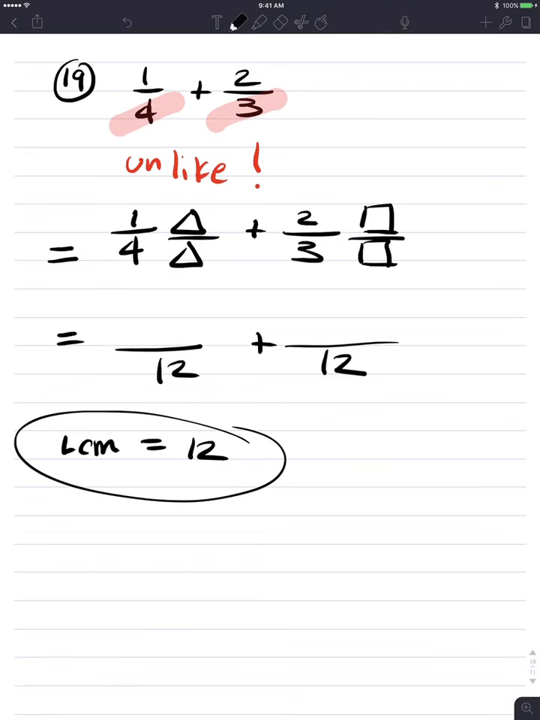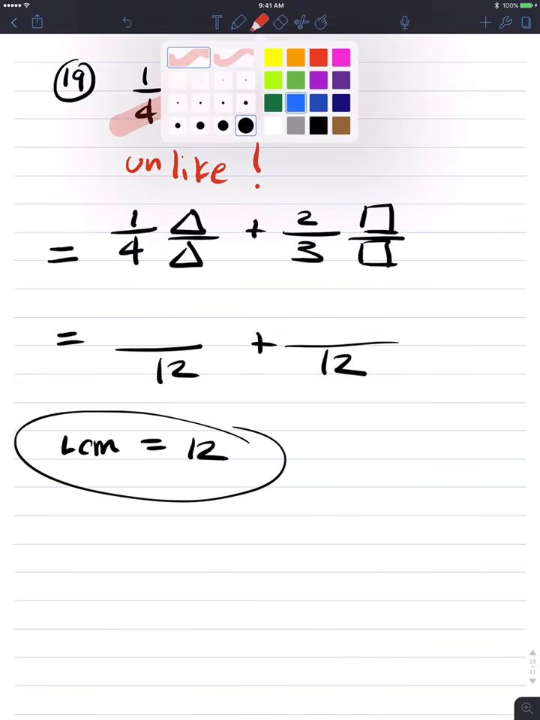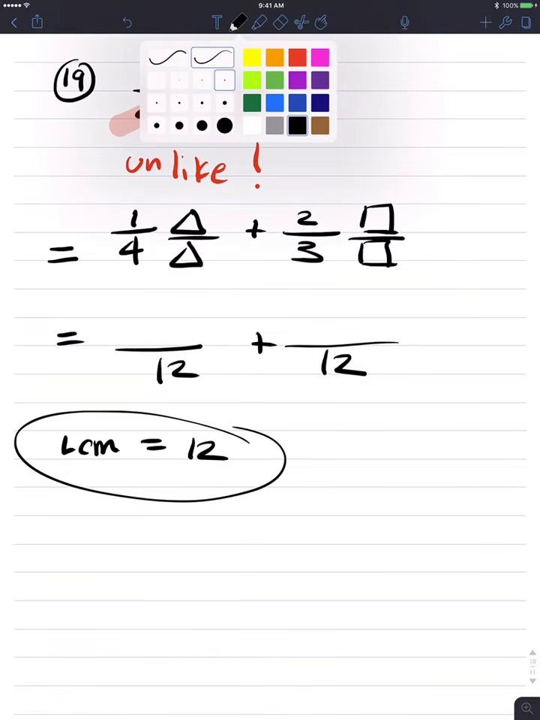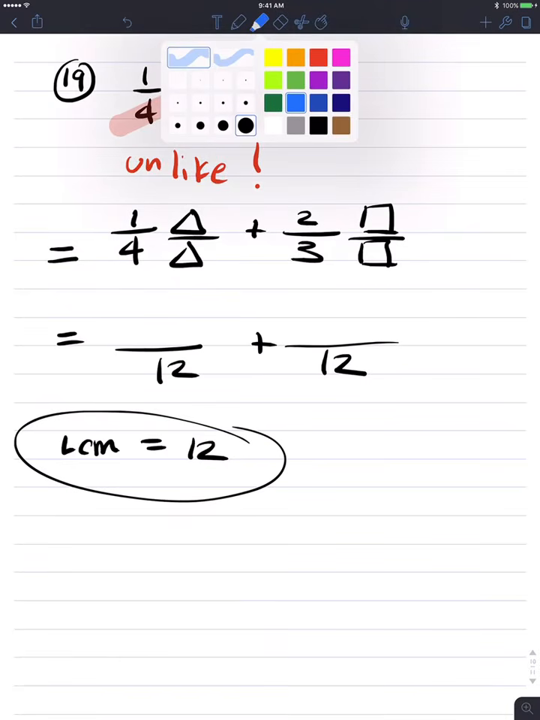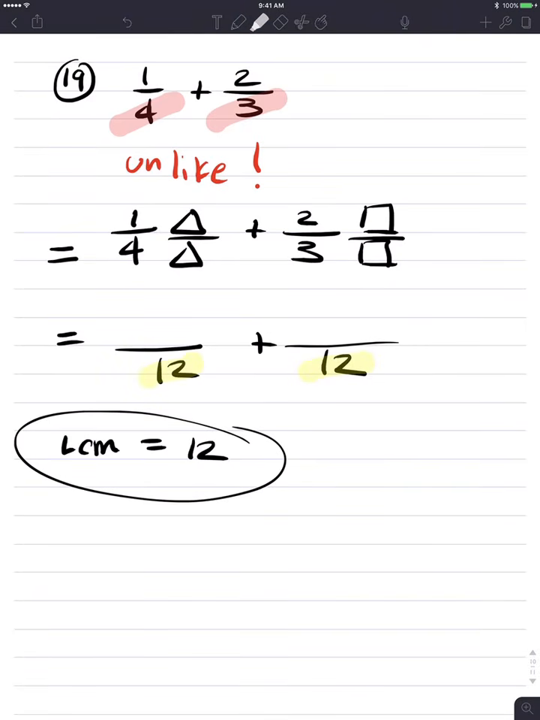So let's go back and fill in these triangles and these squares in our setup. The LCM of 4 and 3 is 12. So my 12 goes down here and right here. Notice now I'm going to have like fractions because we have the same denominator. Now 4 times some number in my denominator here is going to be 12. That's going to be a 3. I'm going to put a 3 on top and bottom. 3 times some number in the next fraction gives us 12. That's going to be a 4 and a 4.